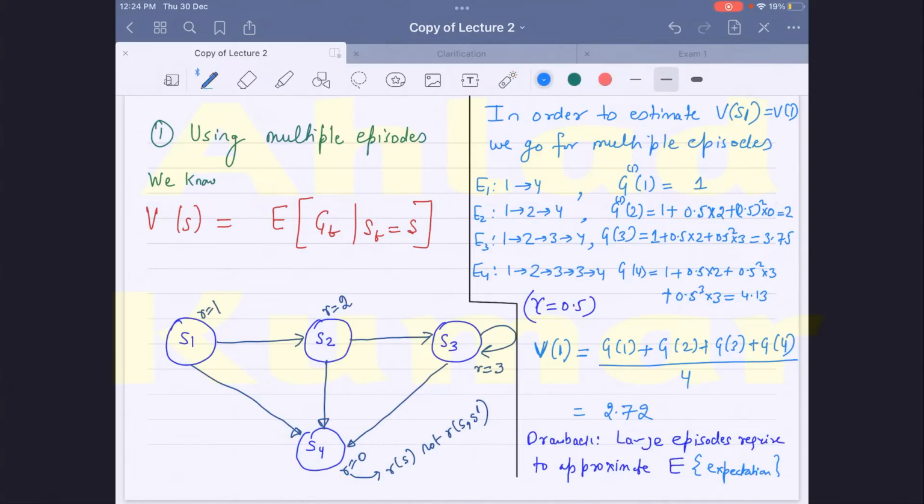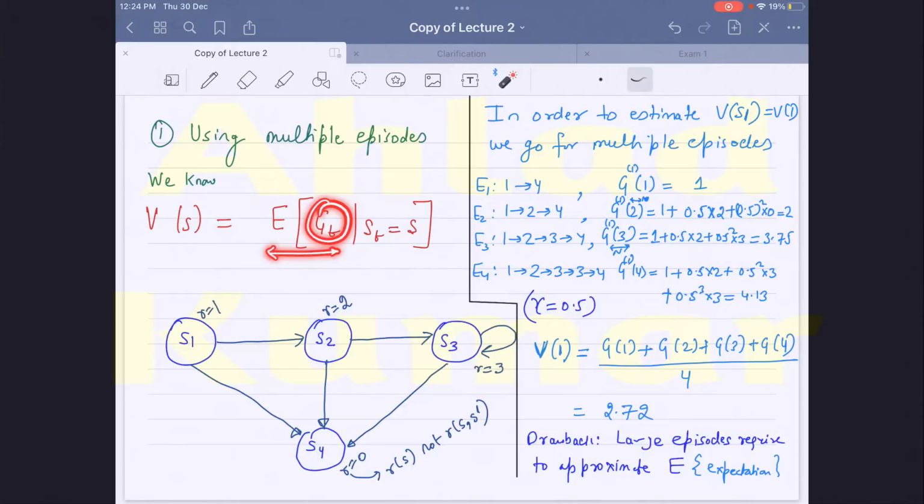Similarly, you can calculate the return for being in state 1 again, and this is basically the third episode that you are running. All these values which are given in brackets are the episode values. If you calculate it, its value will come out to be 3.75. Similarly, for the fourth episode, if I want to calculate the return for being in state 1, its value will be 4.13.